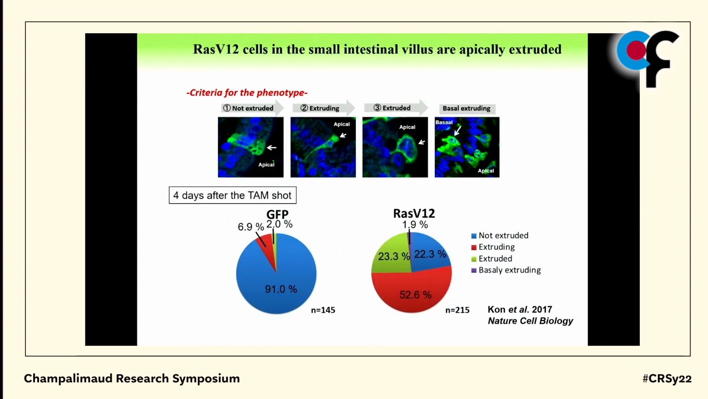And this is the quantification data. In the control condition, 4 days after tamoxifen, more than 90% of cells were not extruded and remained within the epithelial layer. But among the RasV12 cells, more than 75% of cells were apically extruding or completely extruded. So this data implied that apical extrusion of Ras cells indeed occurs in vivo.